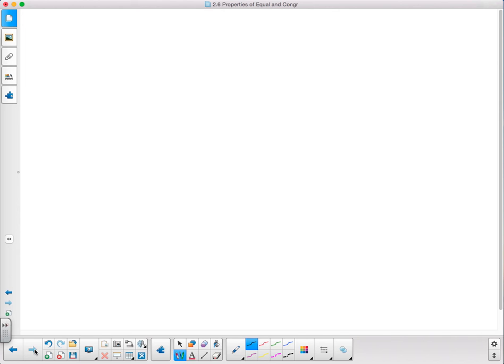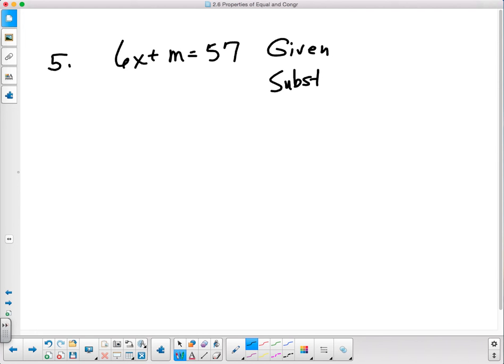Right, the bottom two just have a substitution step. So we'll do 5 as an example, and then have you do 6. So on number 5, you've got 6x plus m equals 57, that was given. Okay, first thing we're going to do is substitution property of equality. What can we substitute? Well, it said let m equals 15. So you would get 6x plus 15 is 57. Okay, that's the substitution step.